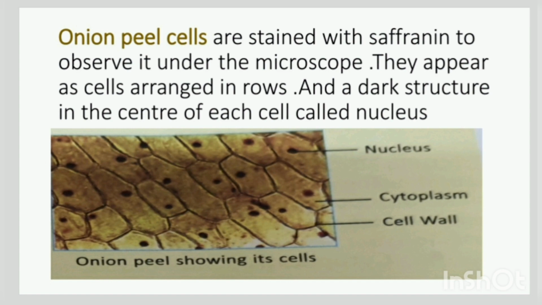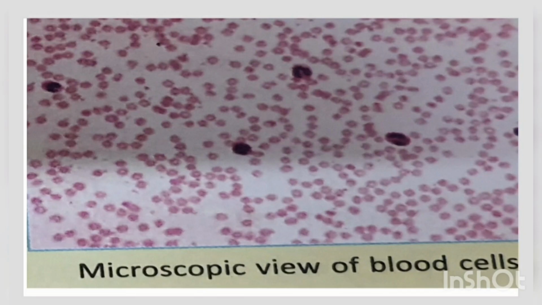The slide for blood cells can also be prepared. You can see in the picture how blood cells appear under the microscope. So this is all about how the cell appears under a microscope. We have to study the functions in detail. I will be taking all the details of the functions of cell organelles in the next video.